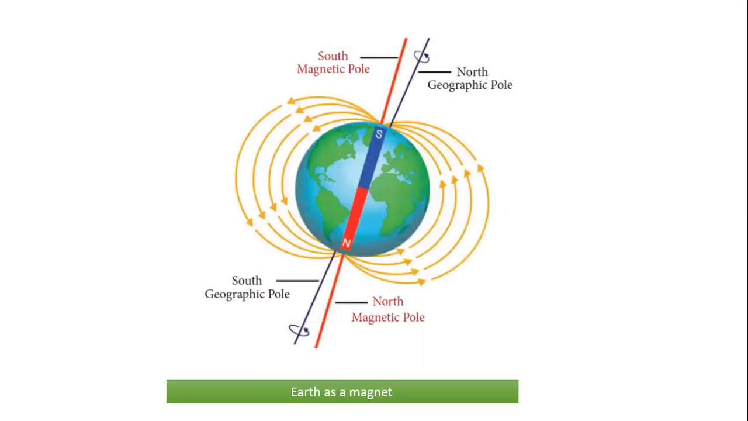Okay, so Earth as a magnet. Earth also is showing magnetism. See here, this is the south pole and north pole, and the south magnetic pole here, and here the north geographic pole, here the south geographic pole, and here the north magnetic pole, right? So Earth is also a magnet. You got it, everybody? So they are attracting. Yes, sir. They are attracting together.